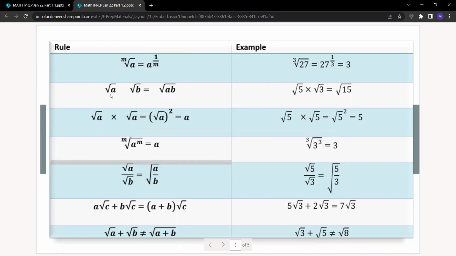Awesome. This next one is just saying if we have two radicals multiplied by each other, we can put them together under the radical. So the square root of 5 times the square root of 3, just multiply 5 times 3, 15, and you get the square root of 15.